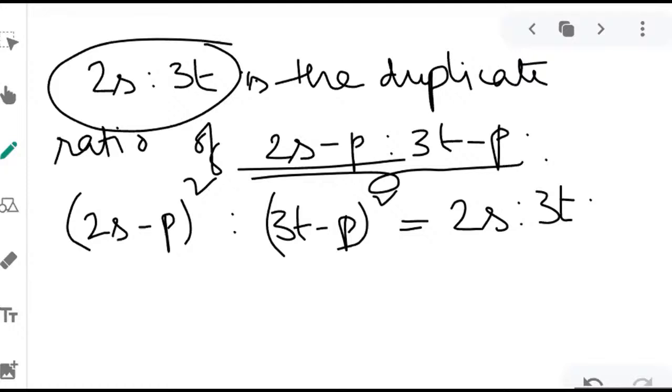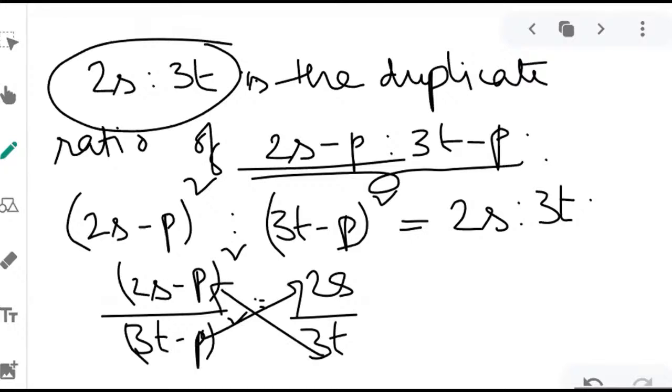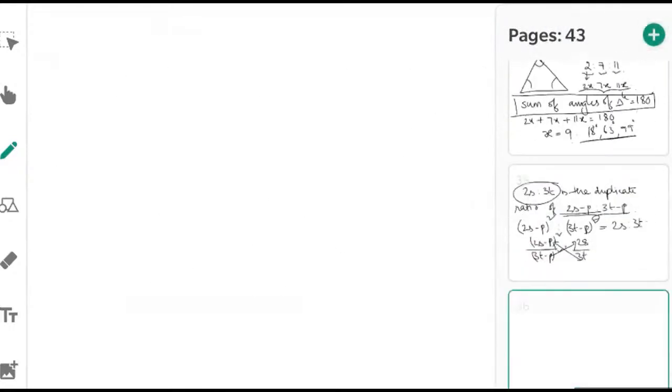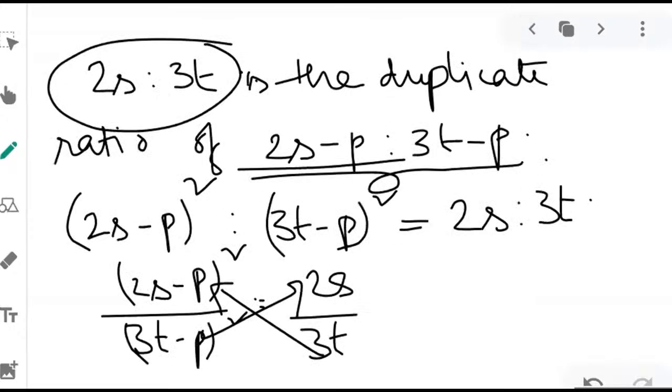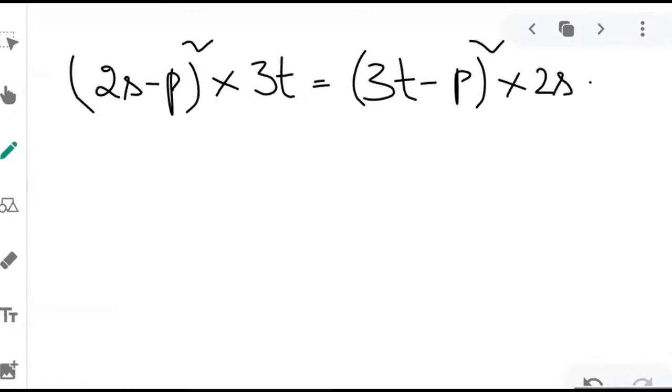Can we write it in fractional form? 2s minus p whole square by 3t minus p whole square is equal to 2s by 3t. Now cross-multiplying, 2s minus p whole square into 3t is equal to 3t minus p whole square into 2s. From here onwards, it's just a matter of expanding and multiplying.